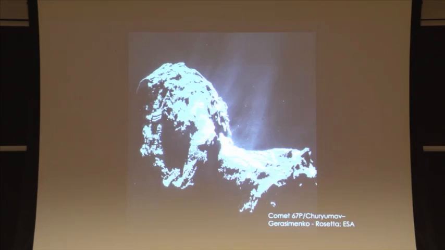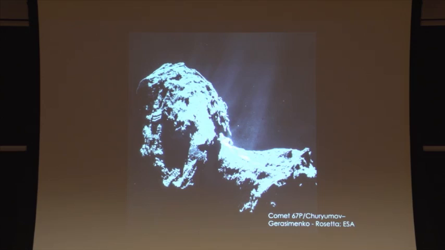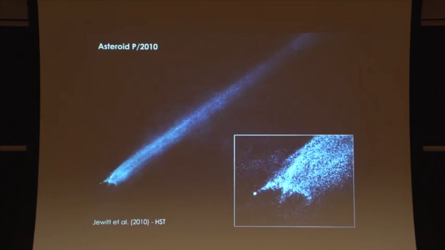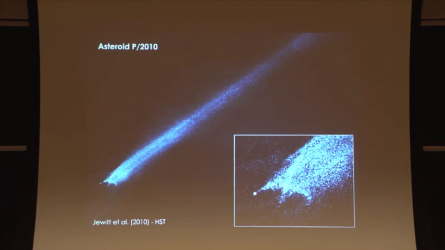This is a spectacular, very recent image, only a few days old, from Rosetta's comet. You can see the streams of gas and dust. This comet is still not so close to the sun, so this is just starting. So we are seeing dust being produced in the solar system, right? And this is another spectacular image by HST. It's not a comet; it's an asteroid, and it's producing a lot of dust, probably due to a hypervelocity impact, or maybe due to rotational disruption.